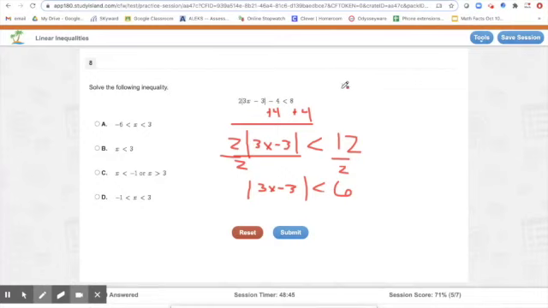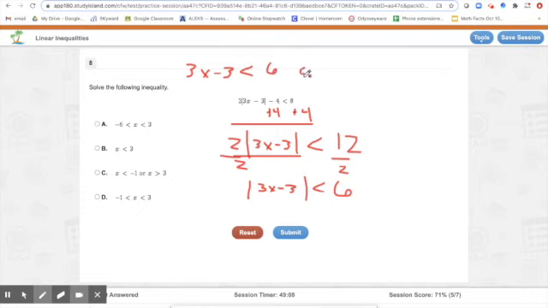All right, so now we have to remember, what does the absolute value actually mean? The absolute value means a number's distance from 0. So this is where we get the compound inequality from. So 3x minus 3, the distance of 3x minus 3 has to be less than 6.